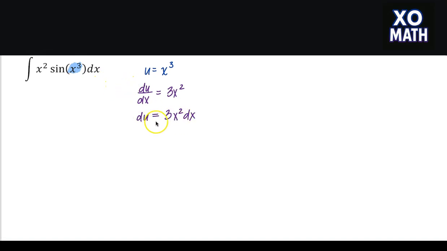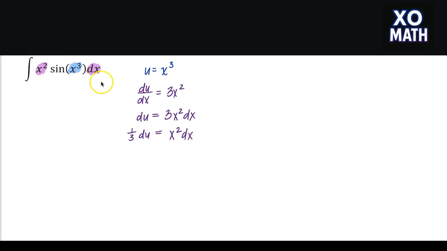Well, notice du is equal to 3x squared dx. So there's that x squared dx part. So I'm going to simply divide both sides by 3, or another way to think about it is multiply both sides by a third. So a third du is equal to x squared dx. So I will perform the rest of the change of variables by replacing x squared dx with a third du.